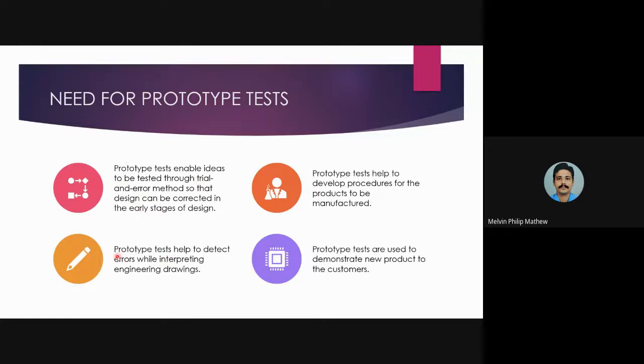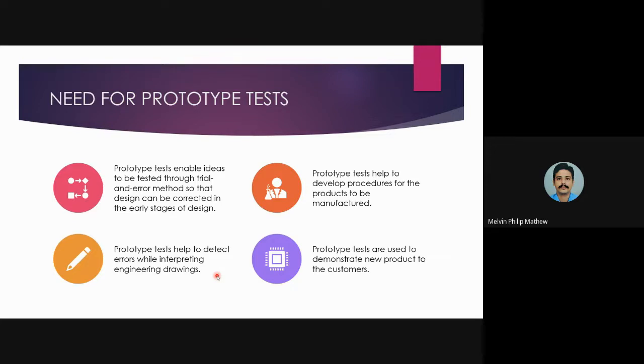Then next is, prototype test helps to detect errors while interpreting engineering drawings. In drawings, we are only drawing how to design the set product. For a product such as a nail, we are drawing various views. You have studied machine drawing and you have done CAD lab, and in those drawings you have only studied the designing phase of a product. So you are designing it.